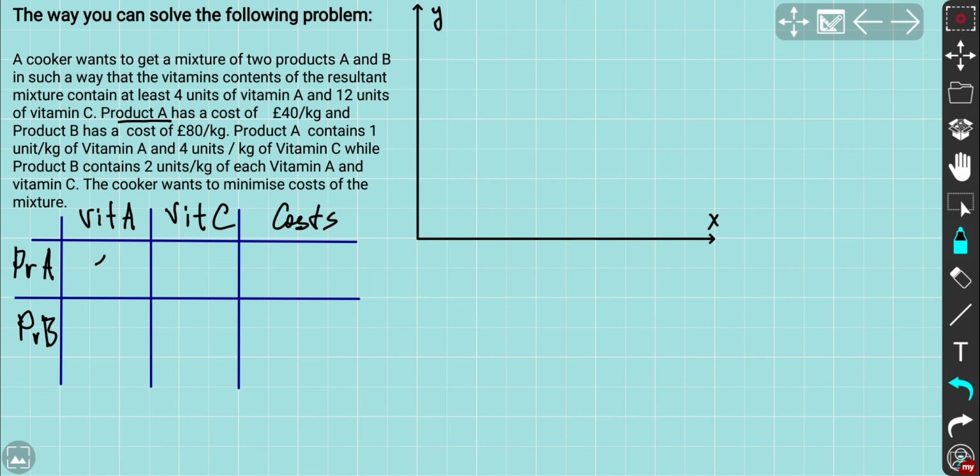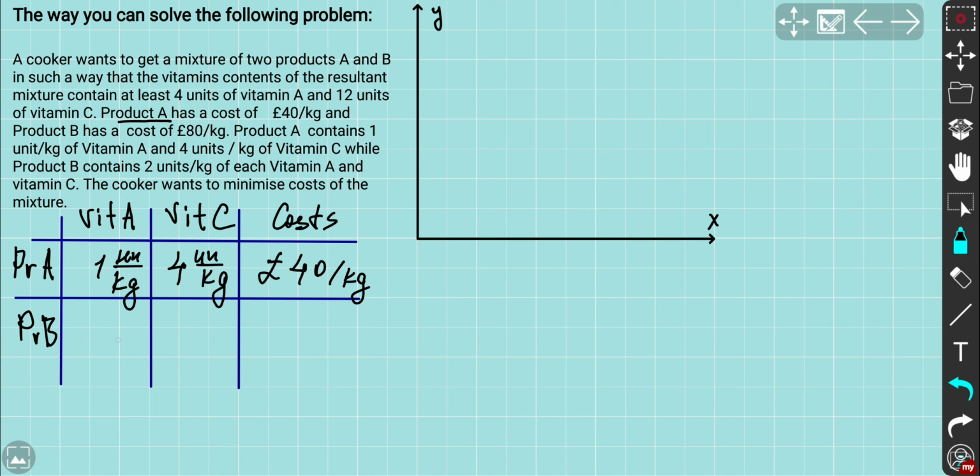So we've got 1 unit per kg. That's for vitamin A. And 4 units of vitamin C. So we set up the unit consumption of each ingredient. Okay, what about cost for A? Product A has the cost of 40 pounds per kg. All right, that's the cost of 1 kilogram.